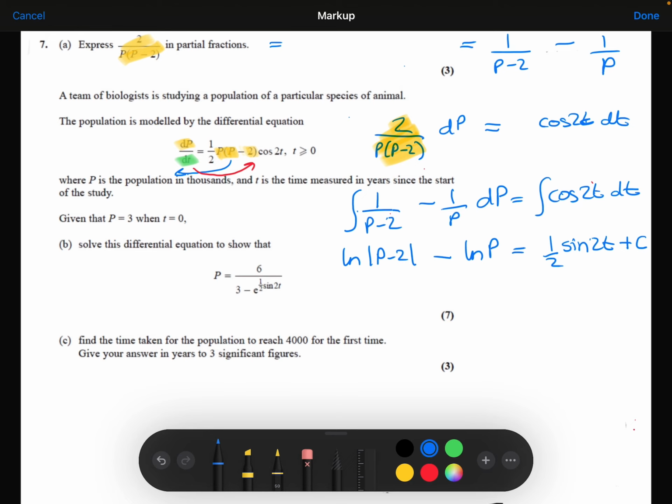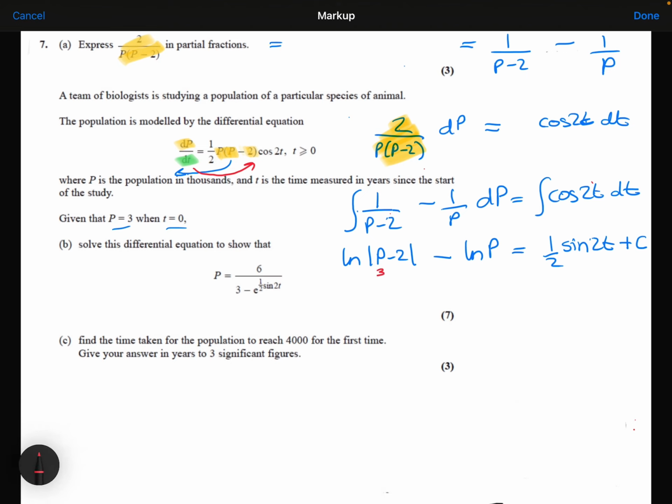Next, I'm going to work out what my constant of integration is. I'm going to substitute my boundary condition in, so I'm going to substitute 3 and 0. So I'll put 3 here, here, and I'll put 0 here. So ln of 3 minus 2 is 1, minus ln 3. Now sine of 0 is just 0. So the right hand side will just be c.